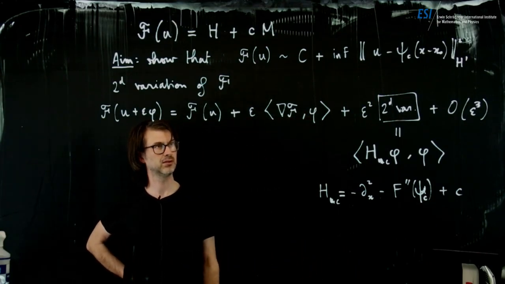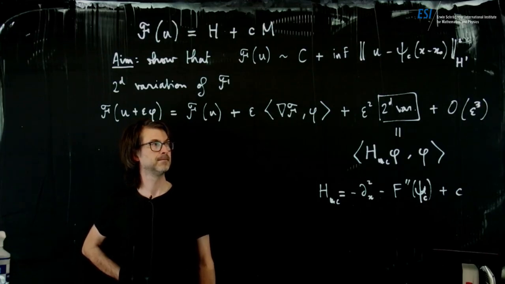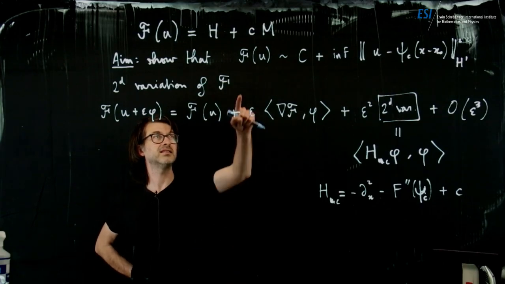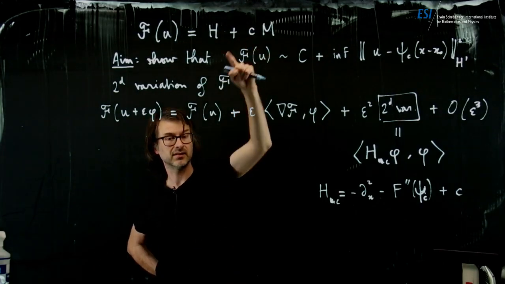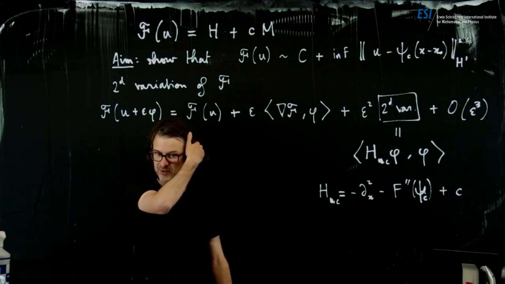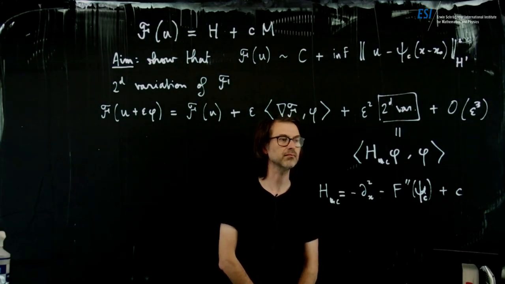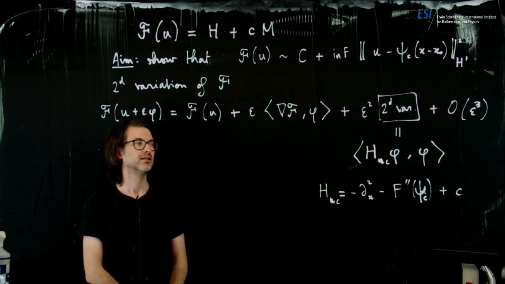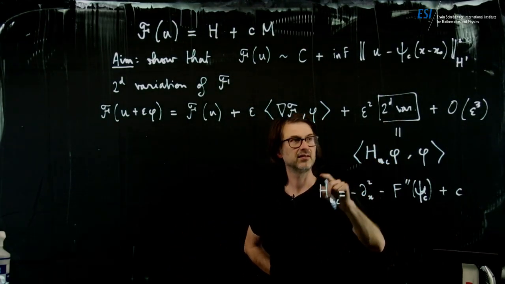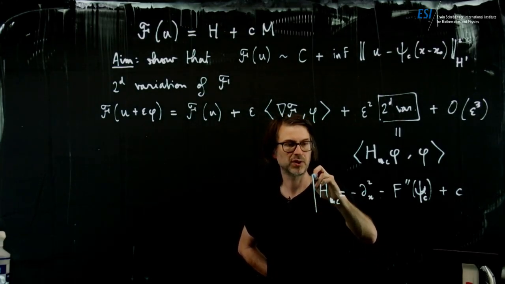Question, I might have missed this point, maybe you said it. So this constant c here, is it the same constant that you have? Is it the speed of the soliton, or it's this c here? Yes, it is the speed of the soliton. Yes. Little c is always the speed of the soliton. Okay, so the second variation taken at psi c is given by this Schrödinger operator.